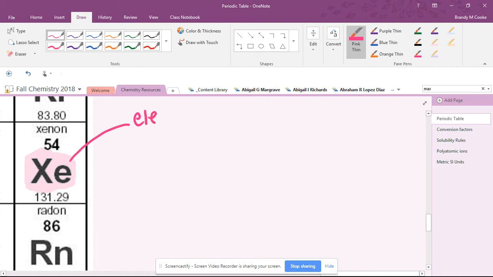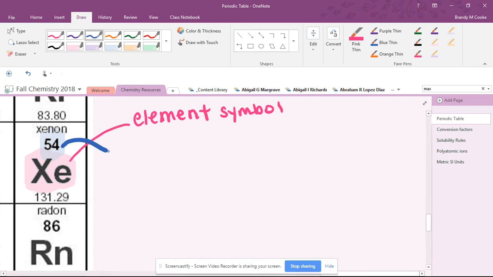Element symbol is the abbreviation of the name. It's how we write the name instead of writing it all out because scientists are lazy, basically. So we have the element symbol. The other piece of information that's really obvious, especially when you look at the periodic table that's in our classroom, is the blue number at the top.